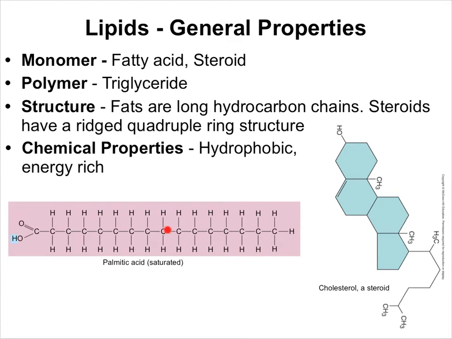Monounsaturated have one double bond. Polyunsaturated have more than one double bond. So those are the two structures, and they're usually pretty simple. The structure, as I just said, fats are made of these long hydrocarbon chains. It's important to point out that these are just single chains. They're never branched, right? Just linear chains. That's it. Steroids have this quadruple ring structure.